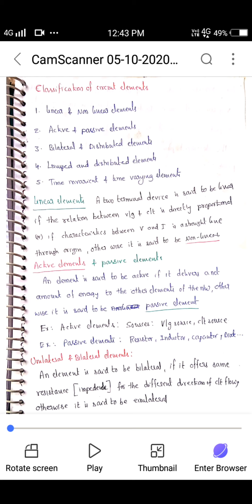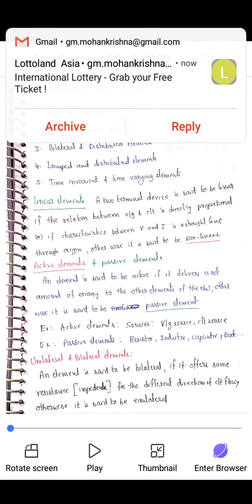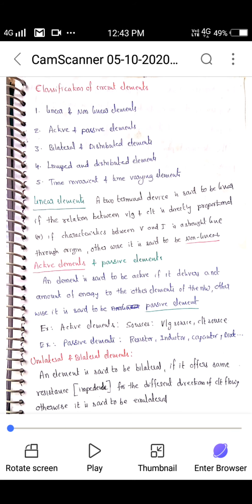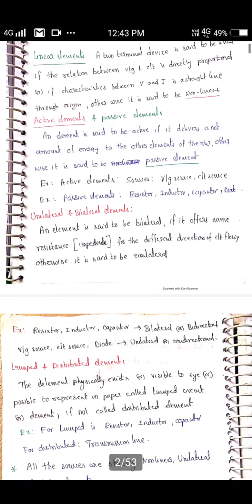Bilateral, bidirectional: resistor, inductor, capacitor. Those will allow currents in both directions. So we can say resistors, inductors, and capacitors are the best examples of bilateral elements.